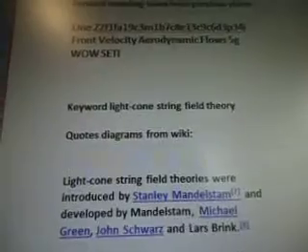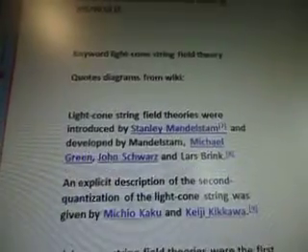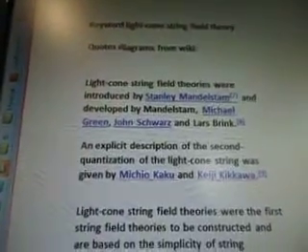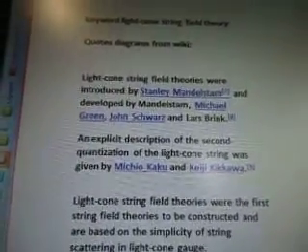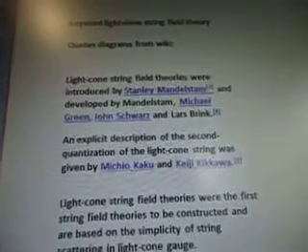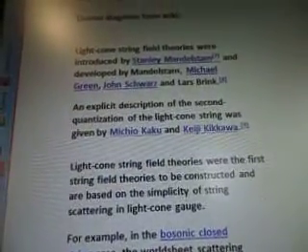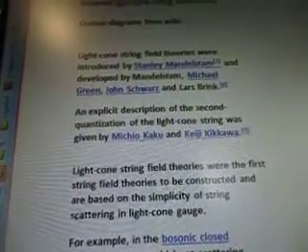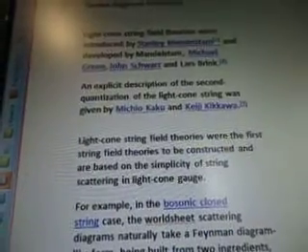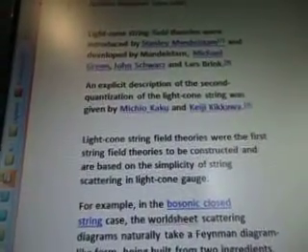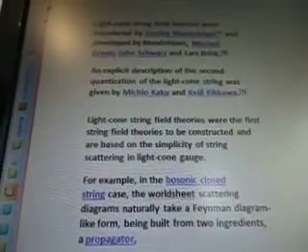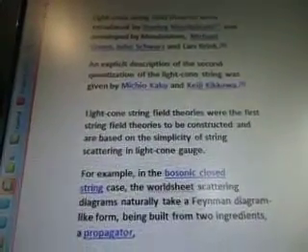Okay, so the keyword light cone string field theory. Quotes and diagrams are from Wiki. The light cone string field theories were introduced by Stanley Mandelstam and developed by Mandelstam, Michael Green, John Schwarz, and Lars Brink. An explicit description of the second quantization of the light cone string was given by Michio Kaku and Keiji Kikkawa. Sorry if I said your names wrong.